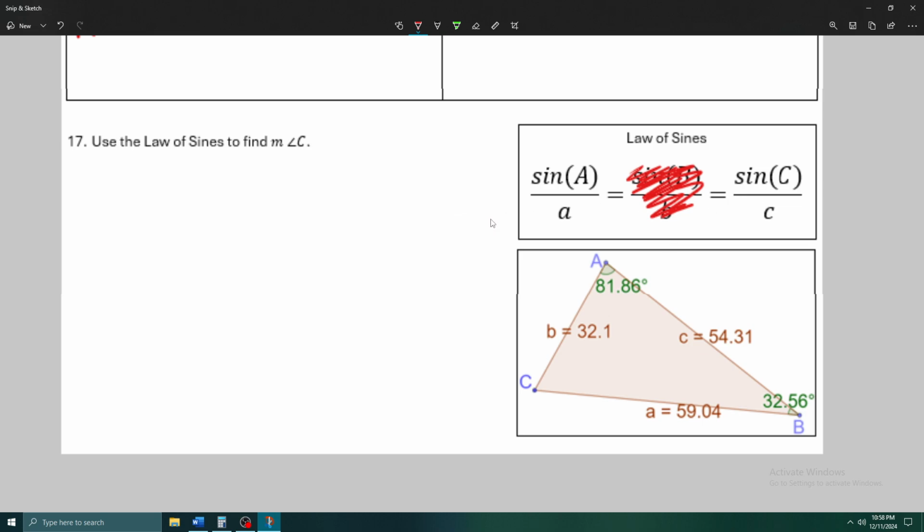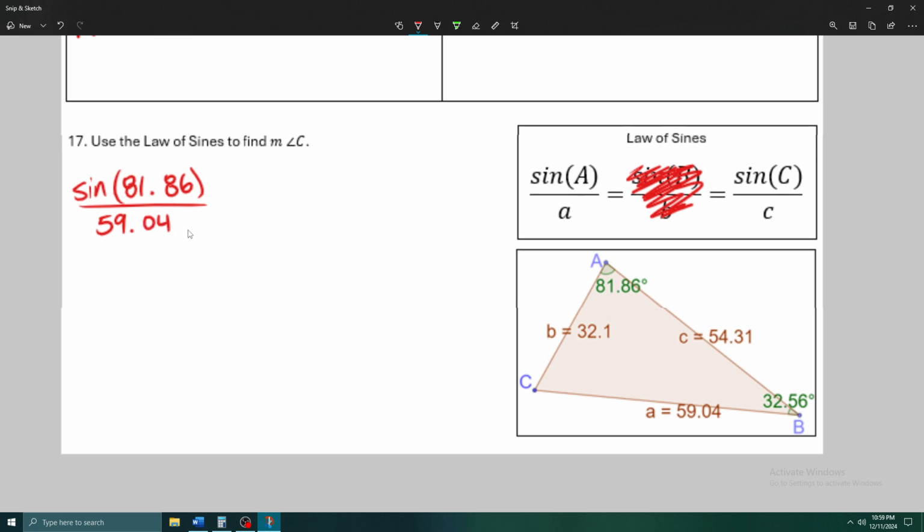This is the hardest problem by far. So I'll start by inputting some information. I'll start off by writing the sine of angle A, which is 81.86 over little a, and we can see little a is down here, 59.04.